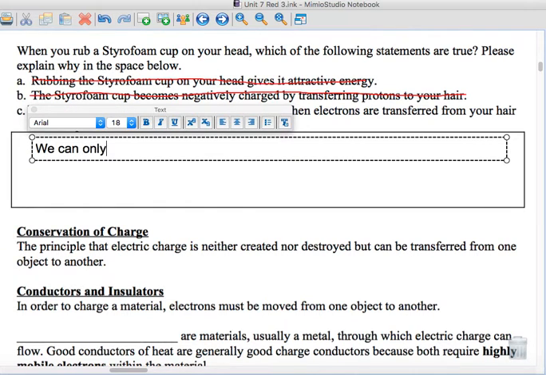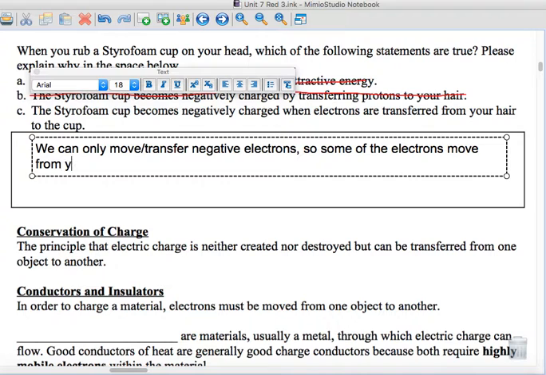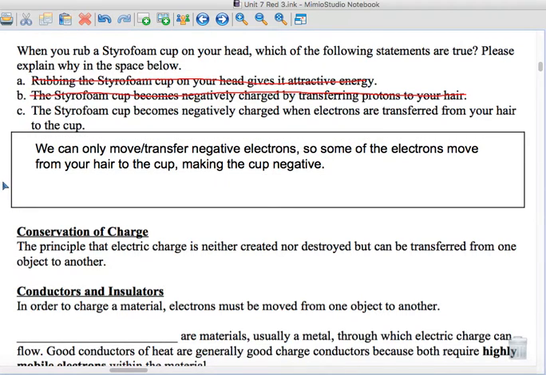We can only move or transfer negative electrons. So, some of the electrons move from your hair to the cup, making the cup negative. When the cup has more electrons, it becomes negative.